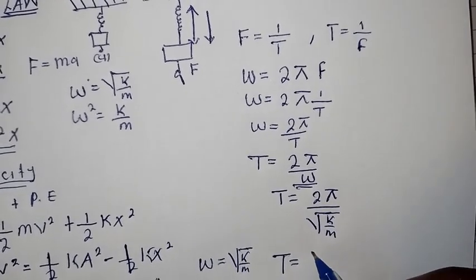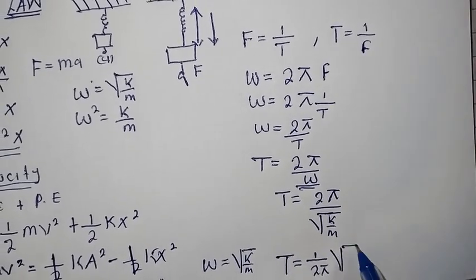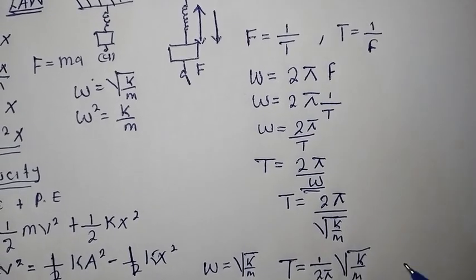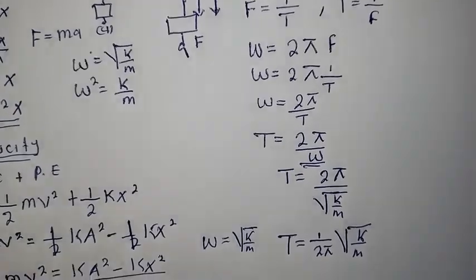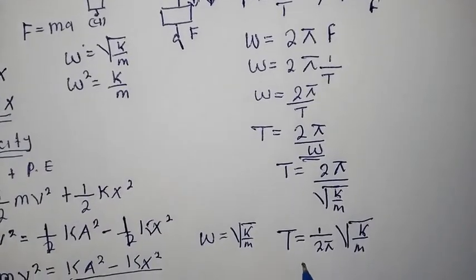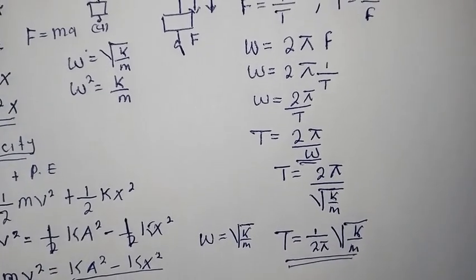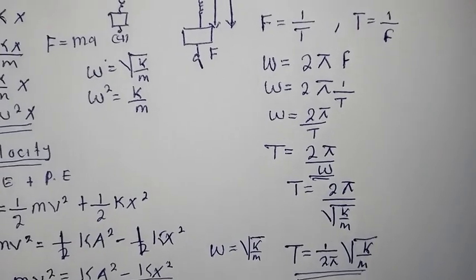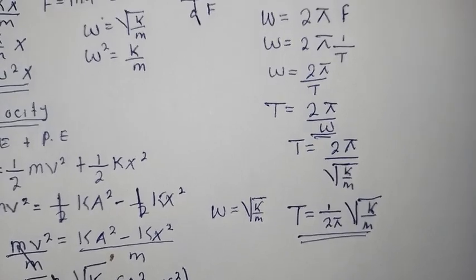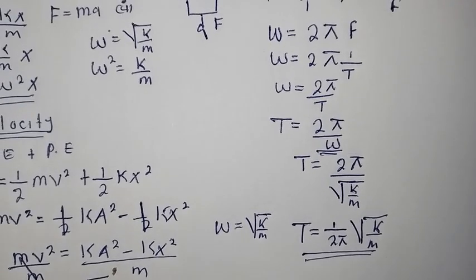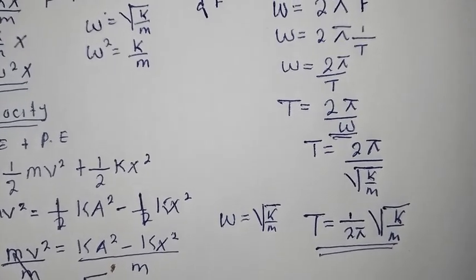Therefore, this is just the same as 1 over 2 pi times the root of k over m. So you can use whichever formula that you want. It's just one and the same thing. So this is how you do this. We get to the frequency.